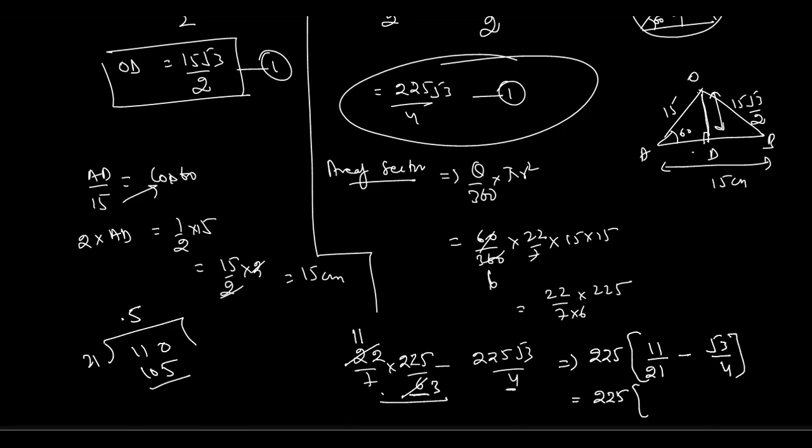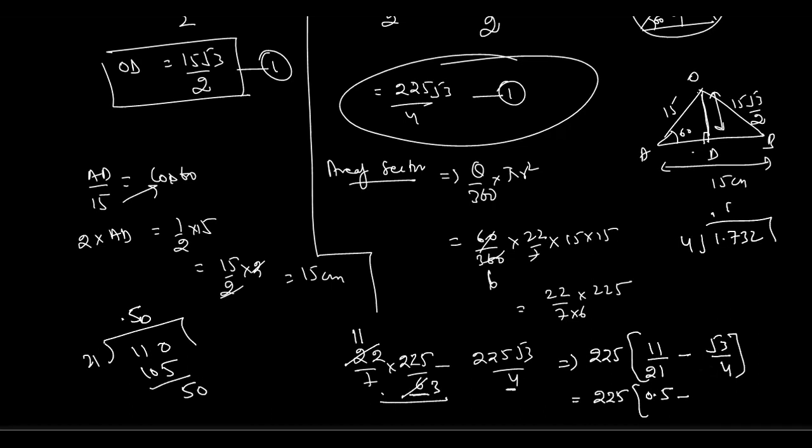Then you will get something like 5 here, then 0, then 0, and then 0. So you will get approximately 0.5 here. Root 3 has the value 1.732, so 1.732 divided by 4. When you divide it by 4, you will get a decimal point here.